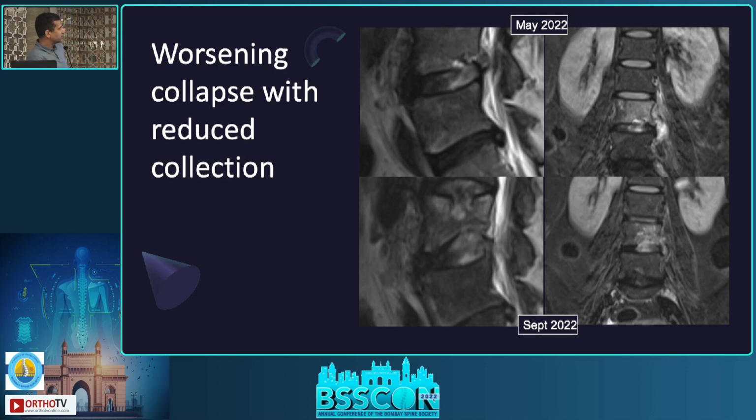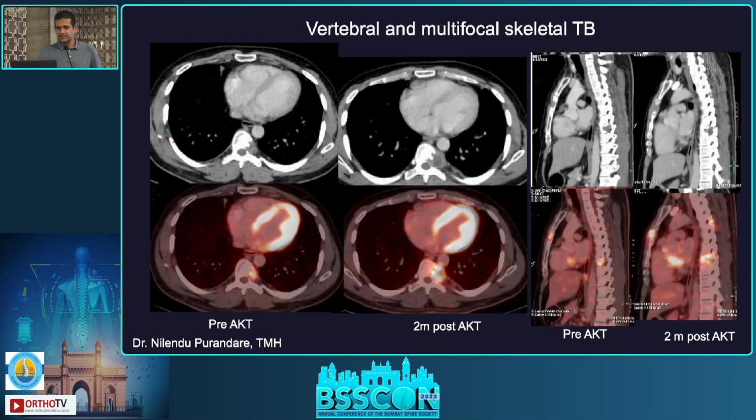Here's another case where you can see that there's vertebral erosion. We biopsied this case. It was TB. You can see a paraspinal collection here. But then when you look at the follow-up from September, 6 months later, you see the collapse of the vertebral body has progressed, but the paraspinal collection has reduced significantly. So again, this is probably healing disease.